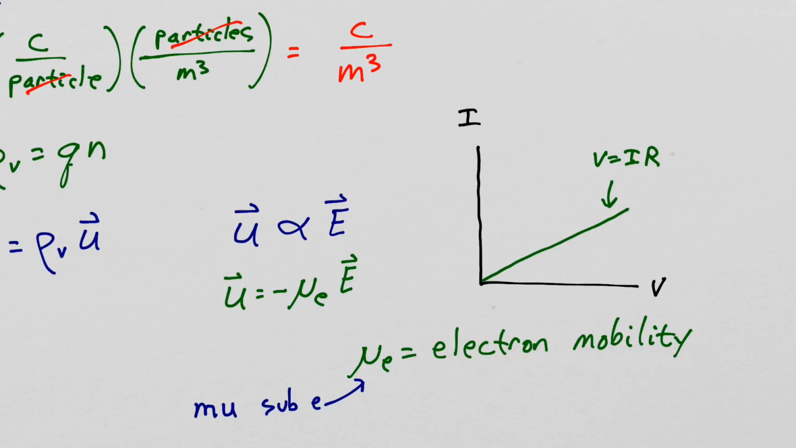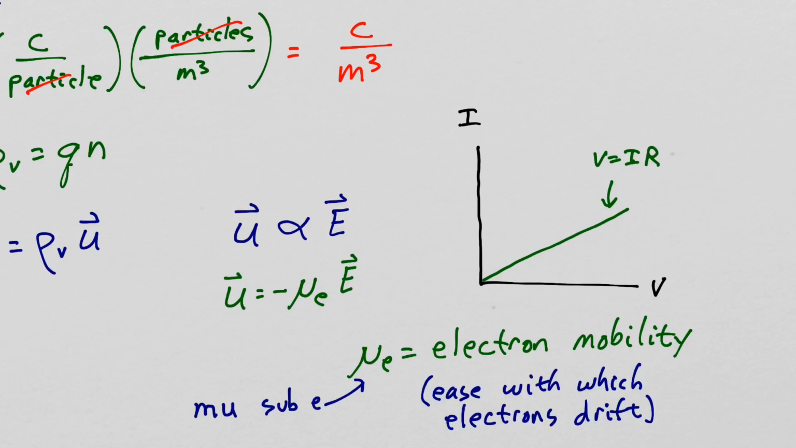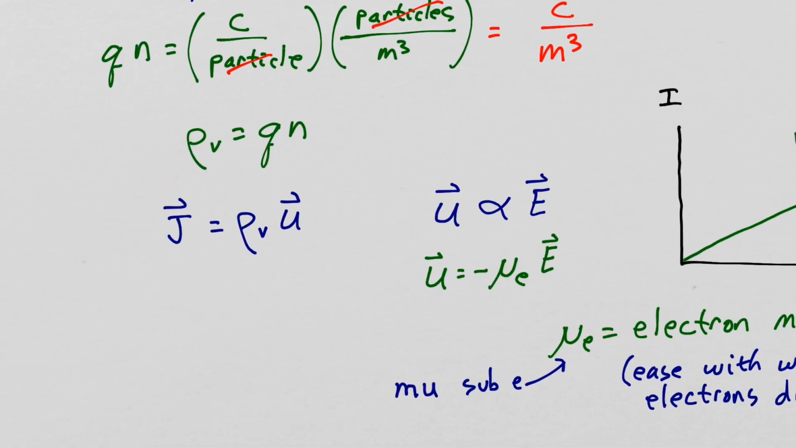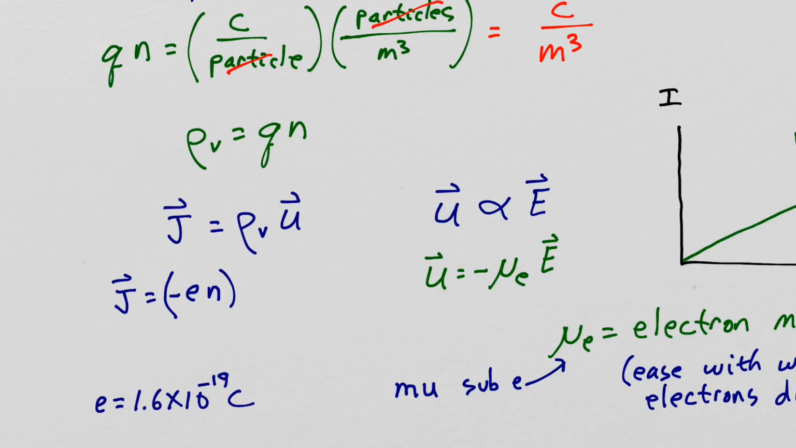So let's go back to our equation for our current density here. For our charge density, if we're dealing with electrons in a metal, the charge density will be minus e times n, where e is the magnitude of the charge on an electron, 1.6 times 10 to the minus 19th coulombs. And for the velocity, we will substitute in minus the electron mobility times the electric field intensity. So our current density is going to be e n mu sub E times the electric field intensity.